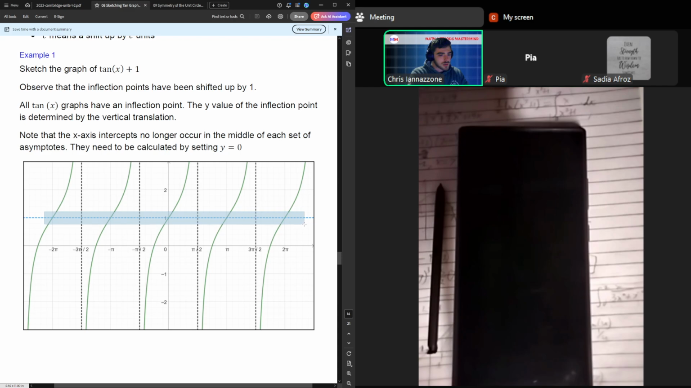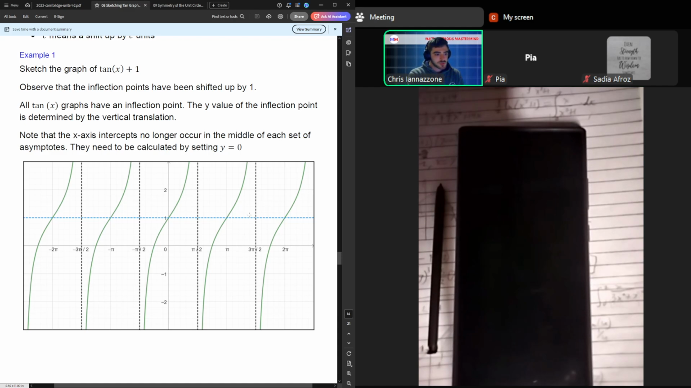And so our inflection point is going to occur at y equals 1. Now, the x-coordinate of that is still going to be at the middle of your asymptotes, as always. So asymptotes, middle. But now that it's been shifted up by 1, you now get an inflection point there. That's not a key feature you have to actually outline. This is more so just me showing you that that's what that looks like.